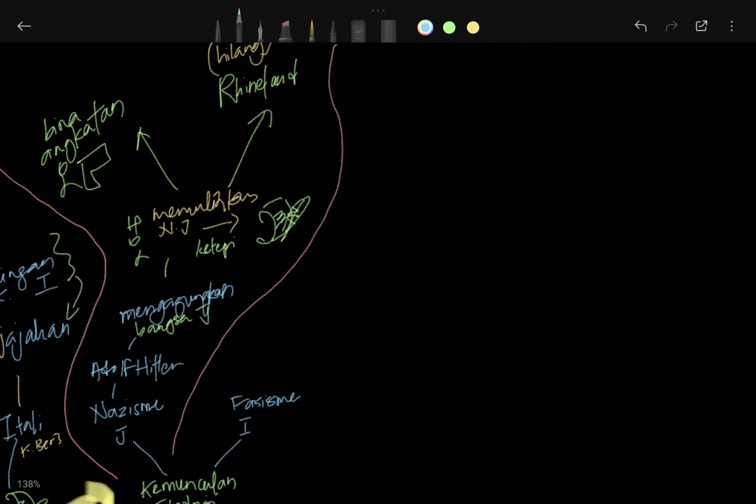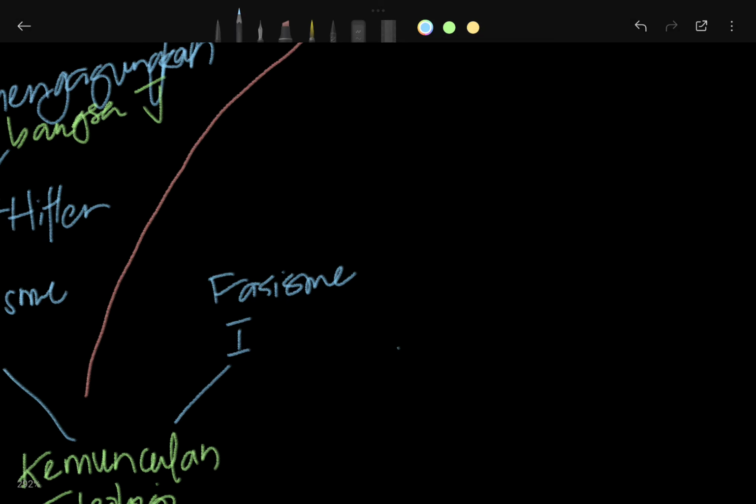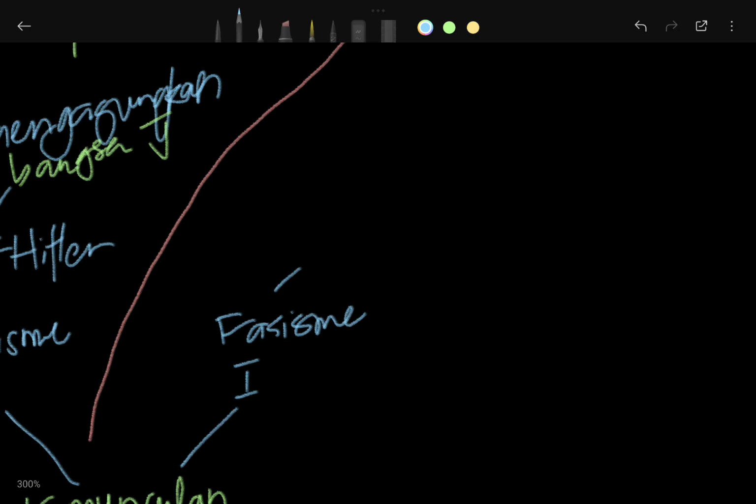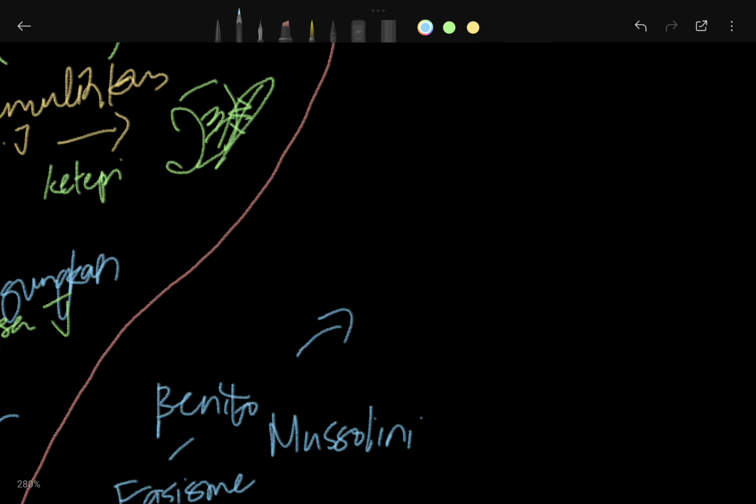So gerakan Fascisme di Italy. It's a bit shorter compared to Nazisme. So what happened? Gerakan Fascisme di bawah pimpinan Benito Mussolini. Benito, 2 S's, Mussolini. Okay. Benito Mussolini dan Parti Fasis berjaya menguasai kerajaan Itali. They took over the government system.